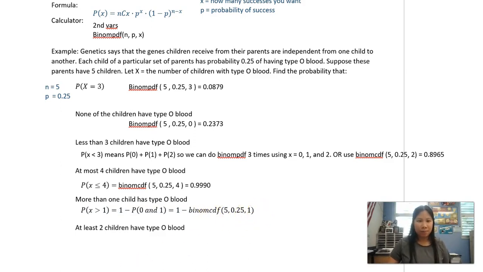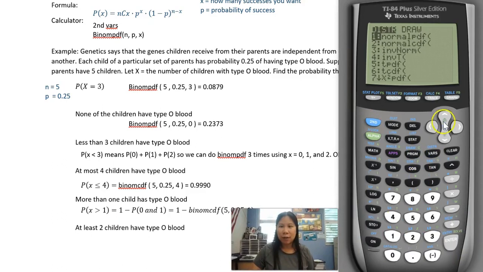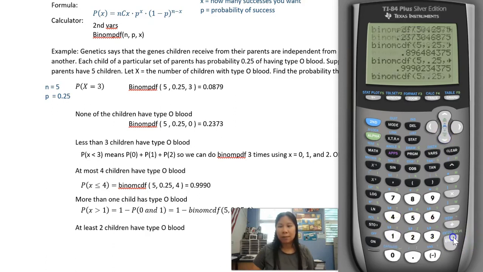So, calculator time. Let's first find binomial CDF of 0 through 1. Okay, so for 0 and 1 added together, it's 0.6328. We're going to do 1 minus that, and that'll give us the probabilities for everything else that we want, 2 through 5. So this is going to be our final answer, 0.3672, if we round correctly. And that's how we find probabilities that are more than, or anything greater than.